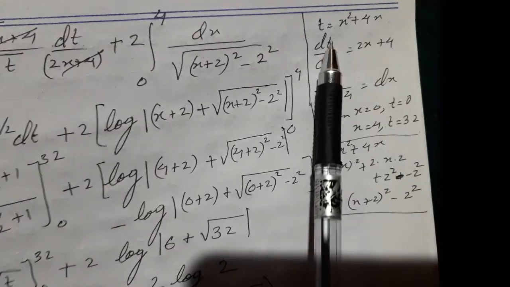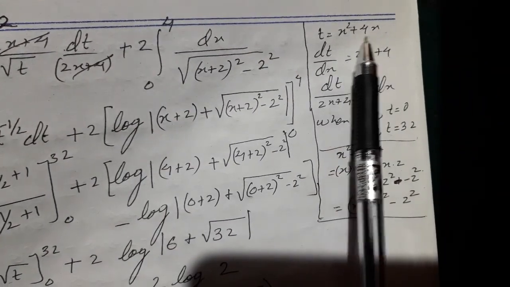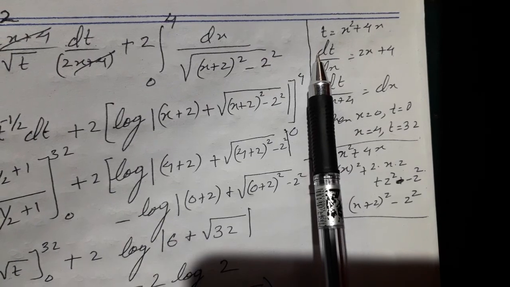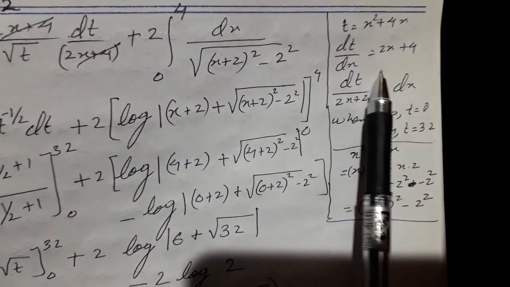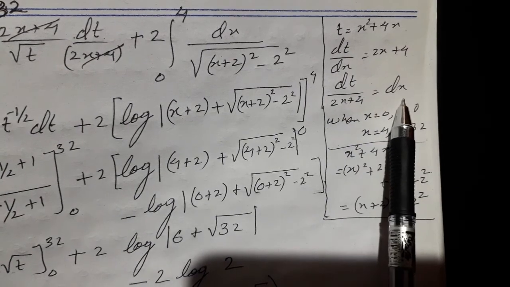And in the same way we are going to proceed to integrate this. In the beginning, I'm going to take this as my t. I'll substitute this as t, and for the other part I'll try to complete the square. So t equal to x squared plus 4x. Differentiate with respect to x, so dt by dx we get 2x plus 4. So dt by (2x plus 4) equals dx.